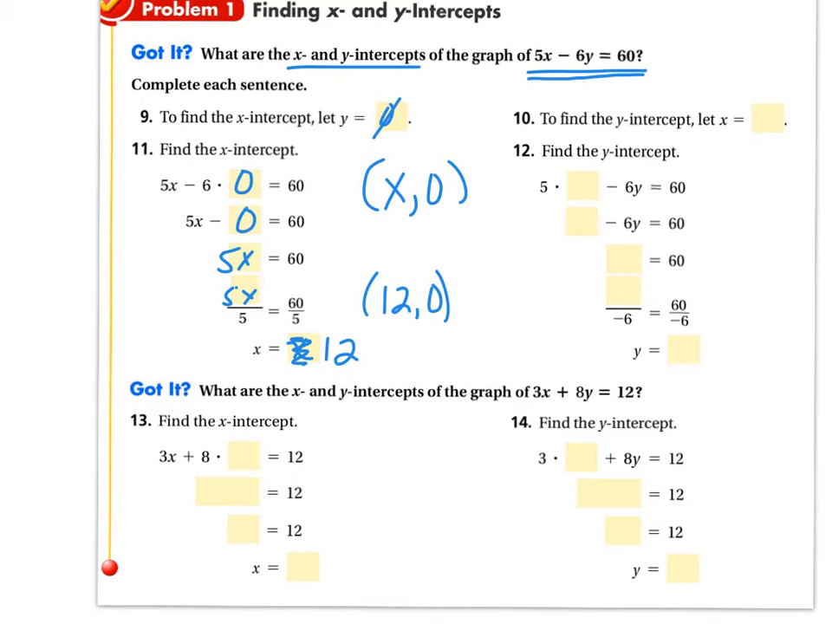To find the y-intercept, I'm going to let my x value equal 0, because remember, I'm finding the value 0, y. So x must equal 0. 5 times 0 is 0. So I have negative 6y equals 60. Divide both sides by negative 6. So y equals negative 10. So my point will be 0, negative 10.